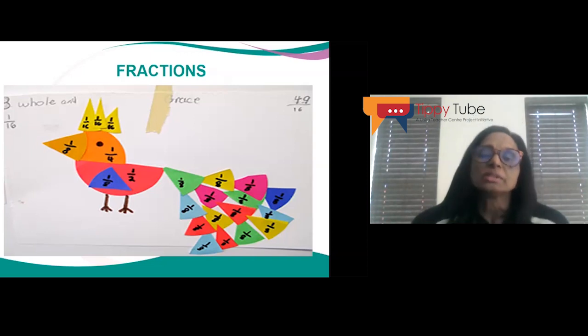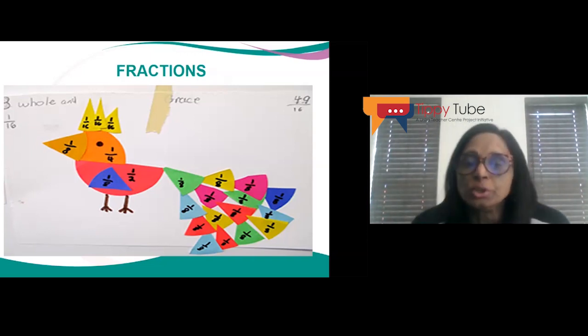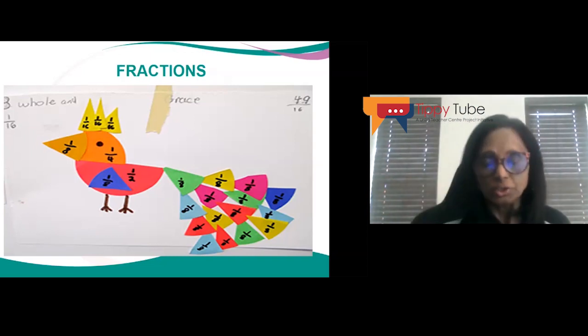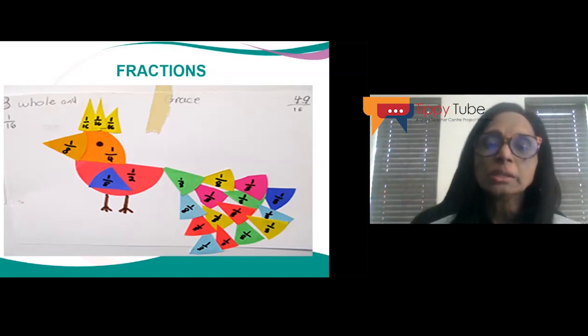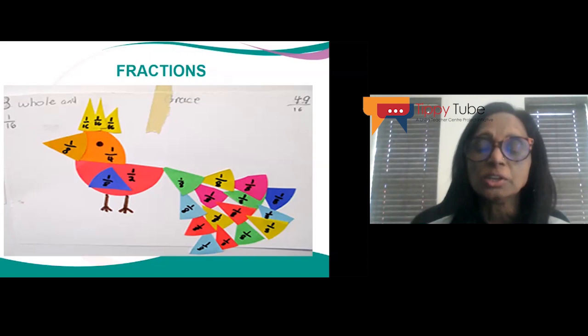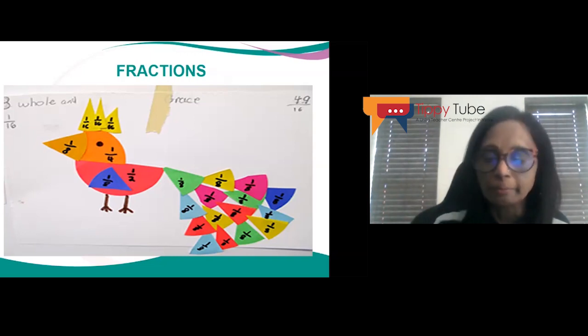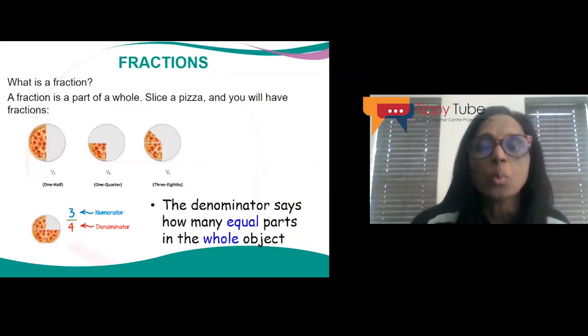Fractions can be integrated even during your art lessons, during your physical education lessons, even in your language lessons, in your storytelling and so forth. Now, let us see what is a fraction. A fraction is a part of a whole. For example, slice a pizza and you will have fractions.